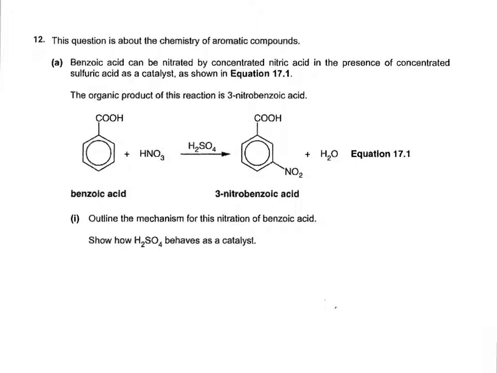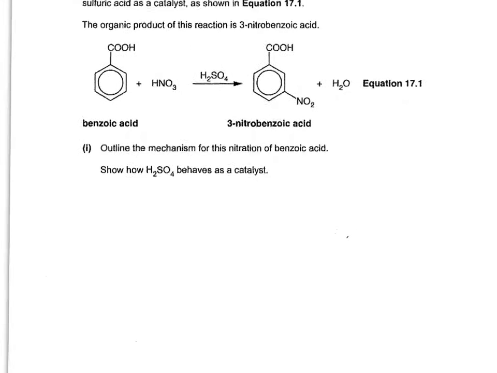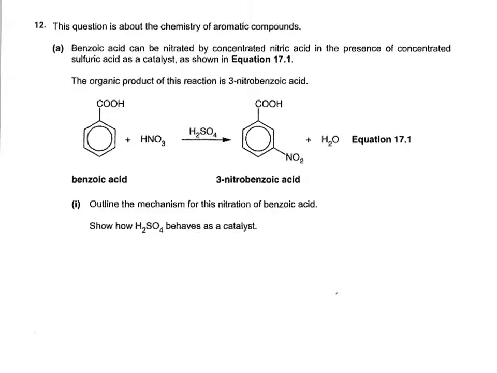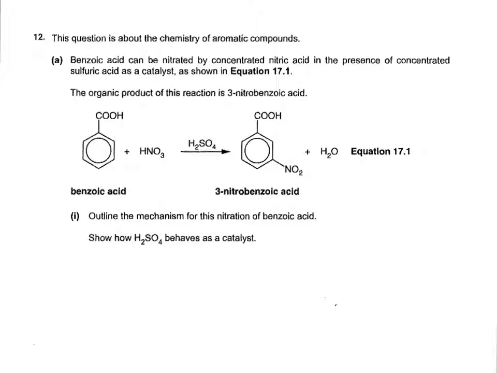So going down the page, just double check how many marks we get for that. We get 5 marks. So normally the mechanism is about 3 marks, and the H2SO4 behaving as a catalyst will be a mark, and you may as well put in the generation of the catalyst as well.